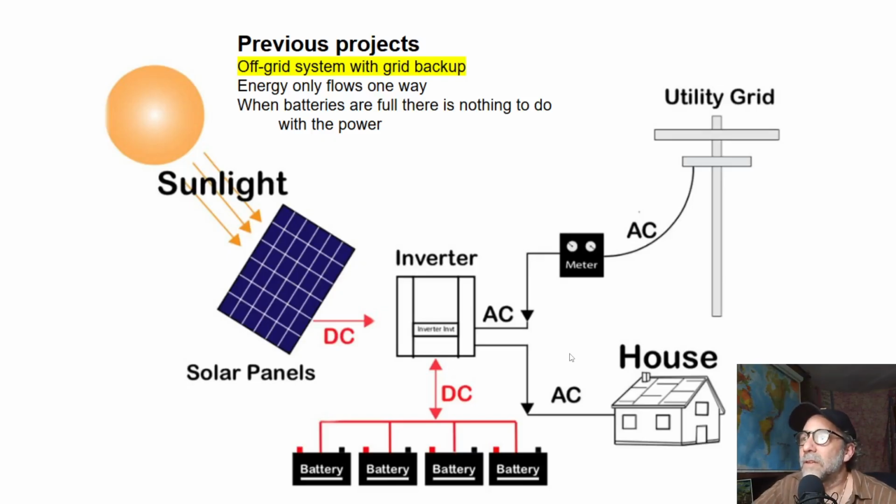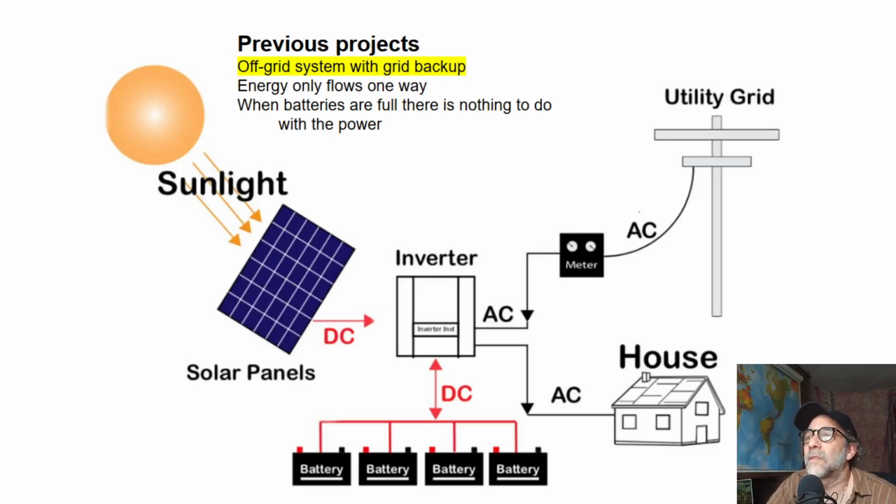Now, in previous years, we had this basic type of system. There's one thing missing from this. As you can see, there's no way for the energy to flow back to the grid. There's nothing to do with the extra power. This is the way the systems have been installed in the previous years in this project.